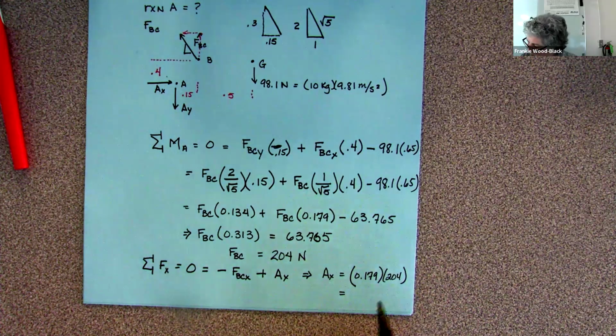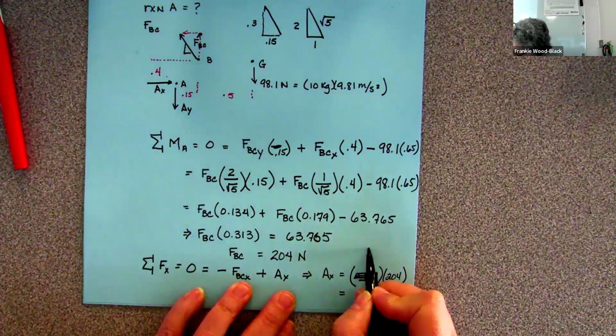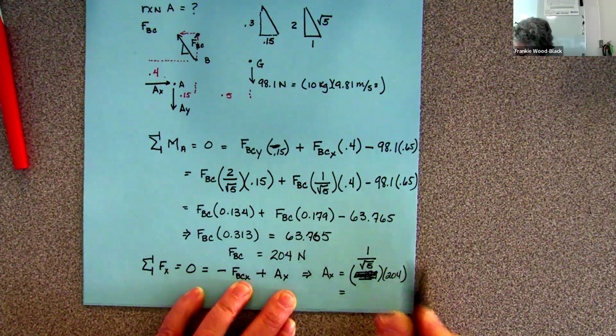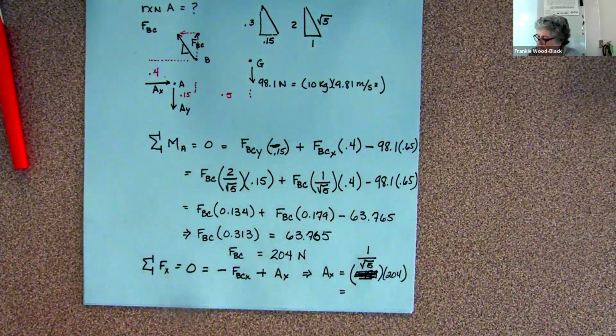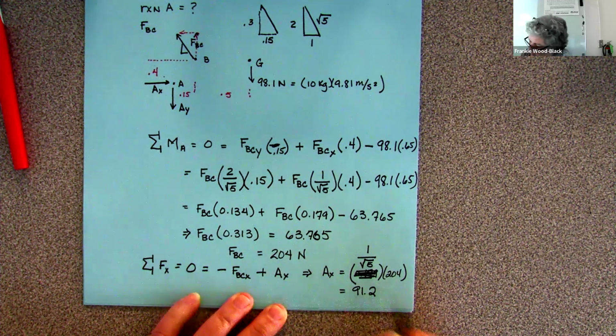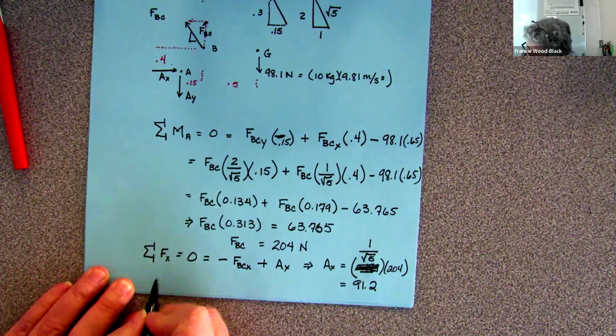Oh, no, that's not right. This is just 1 over the square root of 5. That had the distance in it. I thought I was going to shortcut myself, and I ended up messing up. This gives me 91.2.